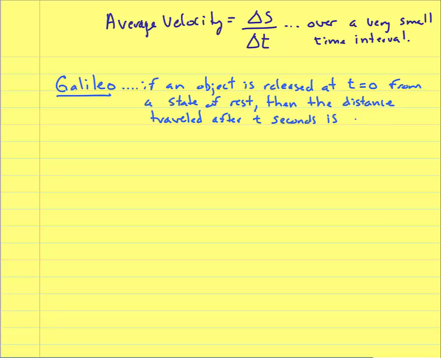Is given by this nice little formula, and this will look familiar to you if you've had any science classes in physics. S of t equals 16t squared. Now this, of course, is assuming that there's no drag. This is kind of like the perfect situation in a vacuum that we have this occurring. So if I know the amount of time, I can plug in t, plug it into this equation, and then I can get the distance traveled after so many seconds.